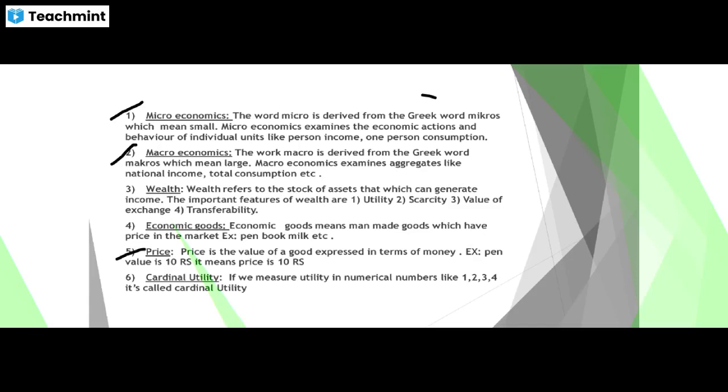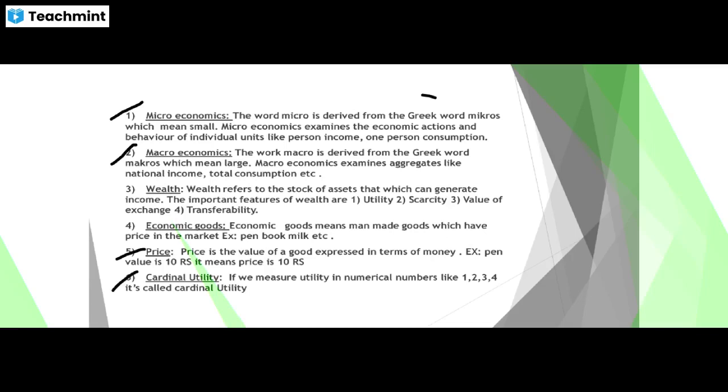And the fifth one is price. Price is the value of a good expressed in terms of money. Example, a pen's value is 10 rupees. It means we express it in terms of money, that is 10 rupees. Any good's value, like one chocolate's value is 20 rupees. That means that value is 20.